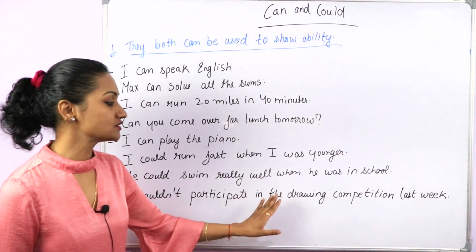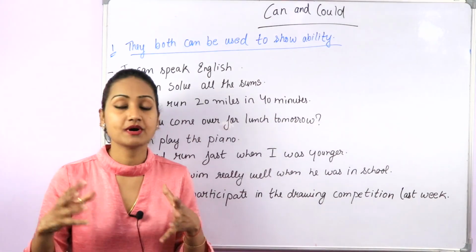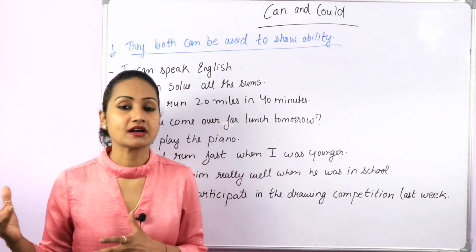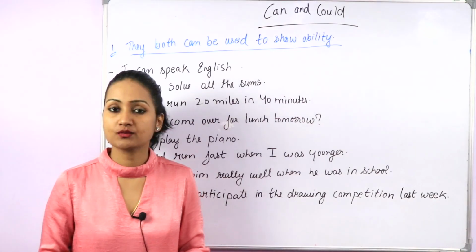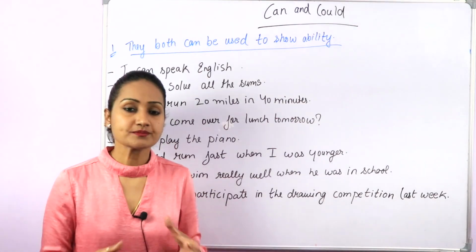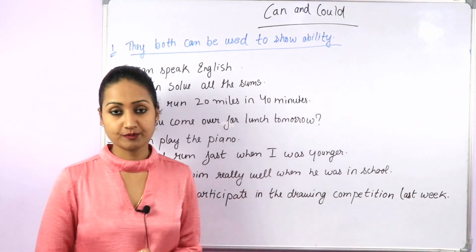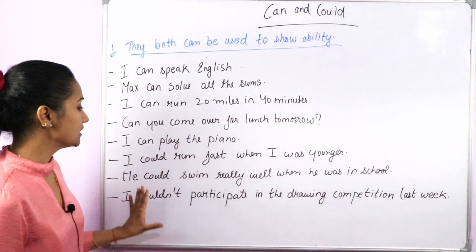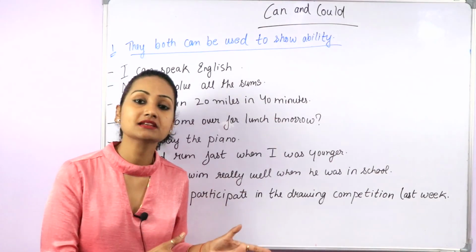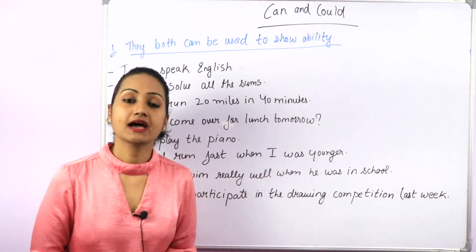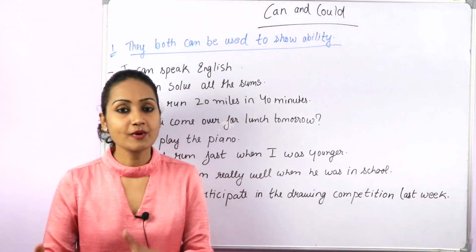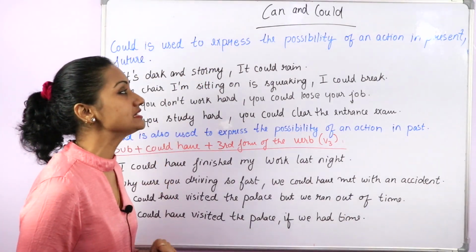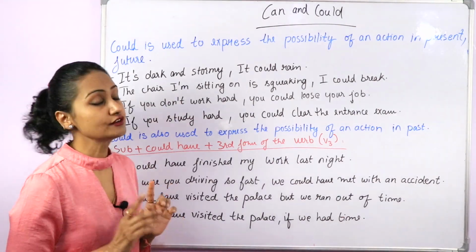I couldn't participate in the drawing competition last week. Again, past ability. I couldn't do that. It is a negative sentence. I was not able to participate because maybe I was out, or I wasn't well, I was somewhere else, or something happened and I couldn't participate. So I was not able to participate in the competition. Okay, so this way you can use could and can. The difference is that can is used to talk about present ability and could is used to talk about past ability. Now second situation is, could is used to express the possibility of an action in present and future.